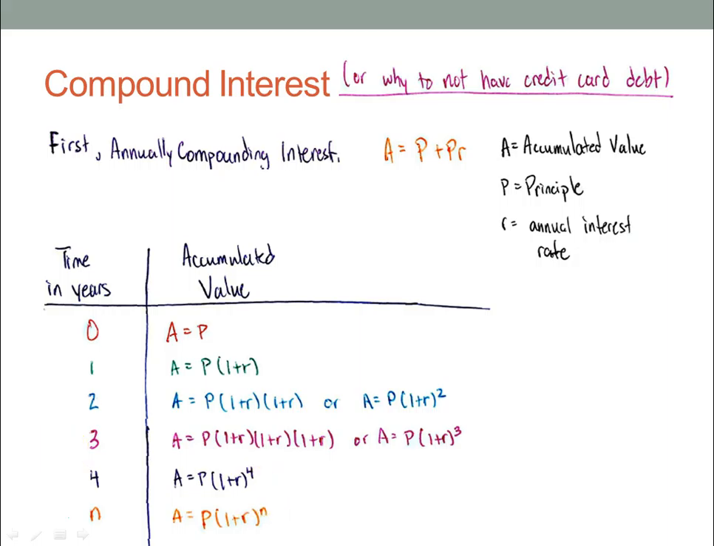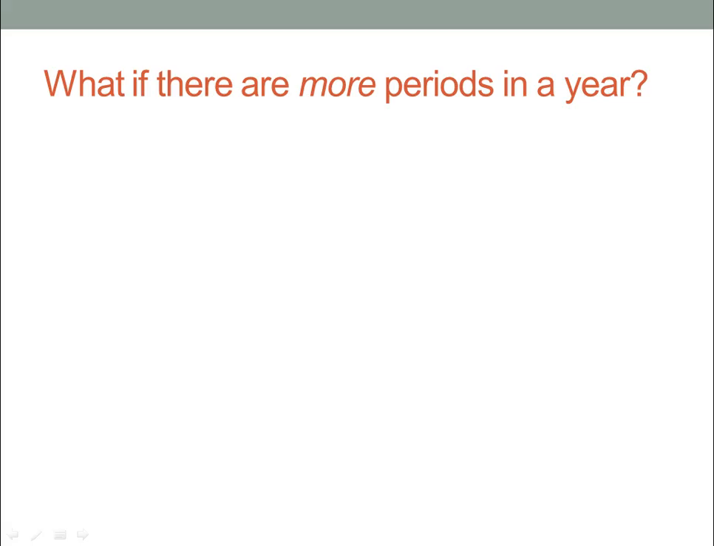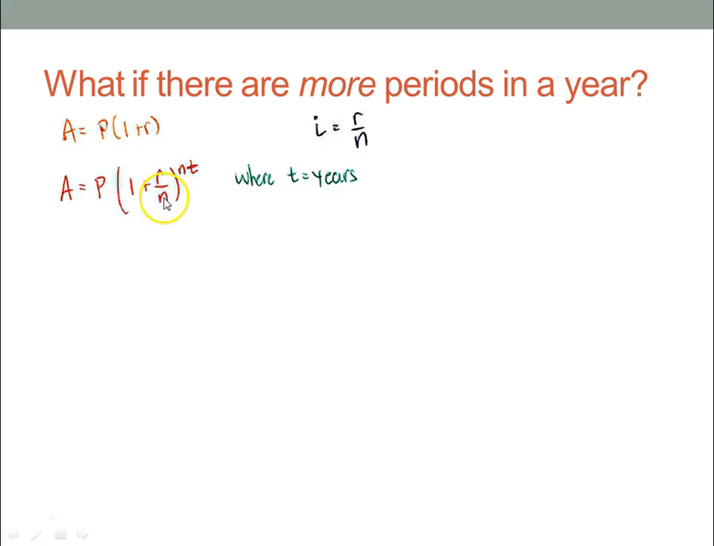Now, this kind of leads us into a discussion of what if there are more periods in a year than one single term that we earn interest. And of course, this is more like what we see in our day-to-day experiences with banks and or credit cards. So the interest, or I, is going to be the rate divided by the number of periods, and it changes our initial formula for calculating interest to the accumulated value is equal to the principal times the quantity 1 plus the interest rate divided by the number of terms raised to the product of the number of terms times the years, which is T.